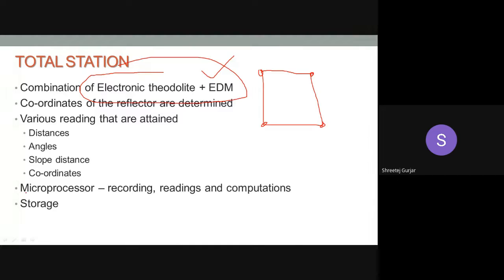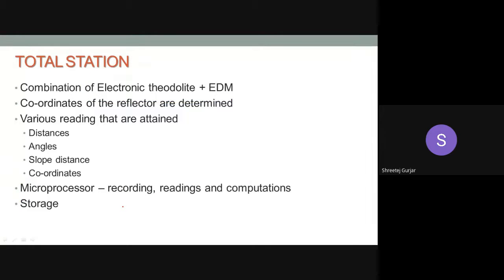Okay. Coming to the very important thing, the microprocessor, as I've told you, it will do the process of reading, recording, and also the computations that are required. Also, as I've told you, it also has some storage. Okay, so these are a few important things regarding total station.